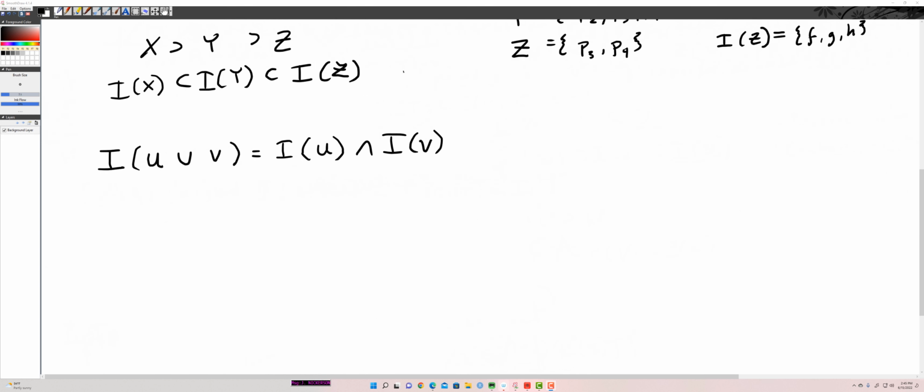One final thing to note here is that if we have the ideal of a union of subsets, what we actually are doing is intersecting the ideals of the respective subsets. Again, if these are not equal, this over here has to be a little bit more constrictive than either I of U or I of V. So this isn't very surprising.